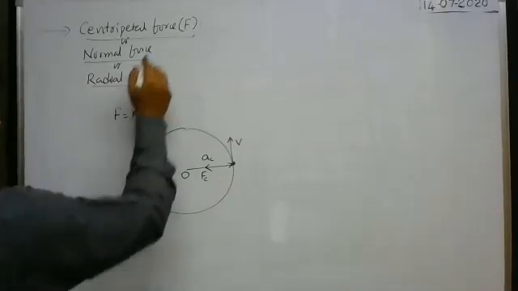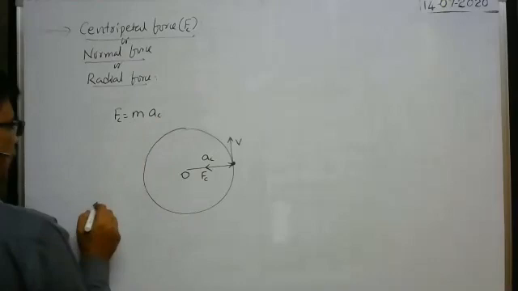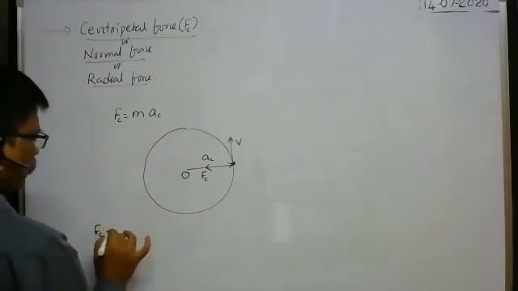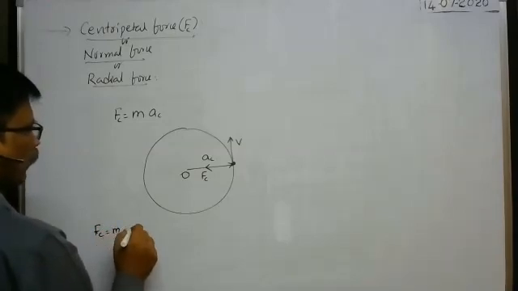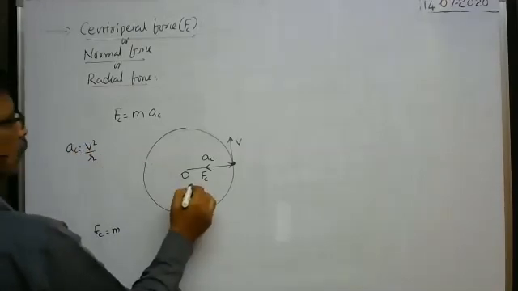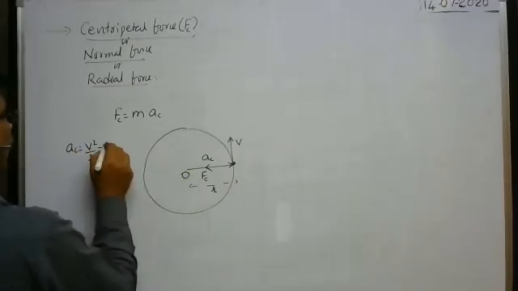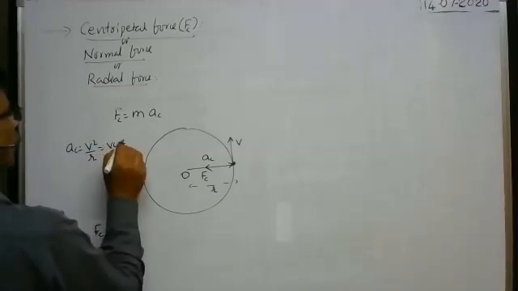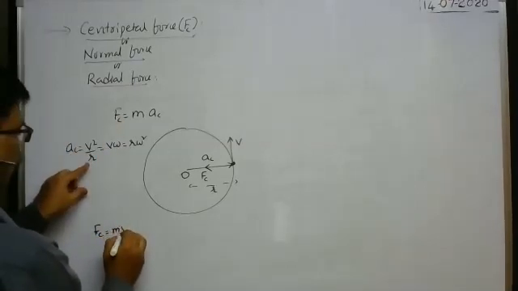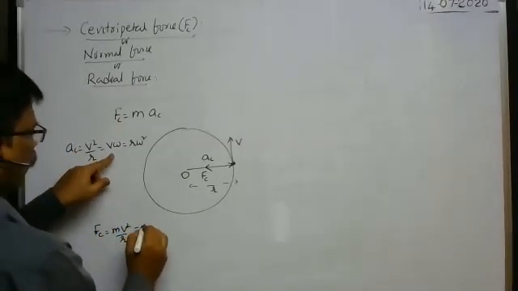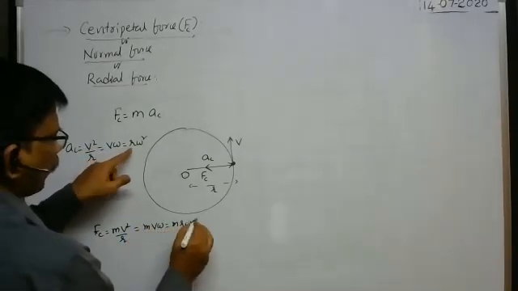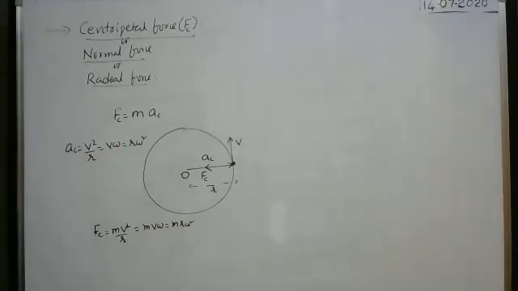So centripetal force Fc, according to Newton's second law of motion, is mass into centripetal acceleration. So Fc is equal to m into centripetal acceleration, and we already know centripetal acceleration is v squared by r, where r is the radius of the circular path. We can also write v = r omega, so acceleration is r omega squared. So m into a_c means m v squared by r, or m v omega, or m r omega squared. All these are formulas for centripetal force.